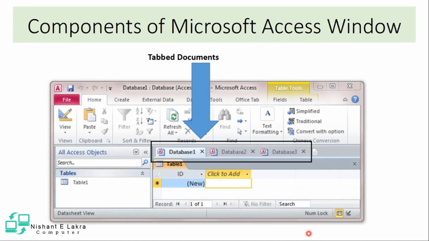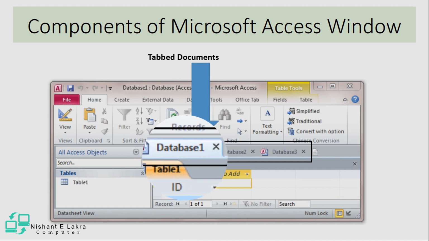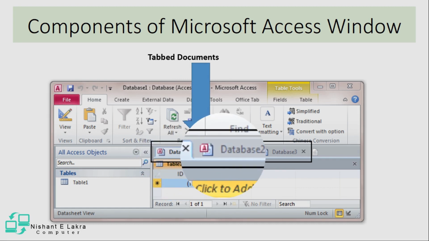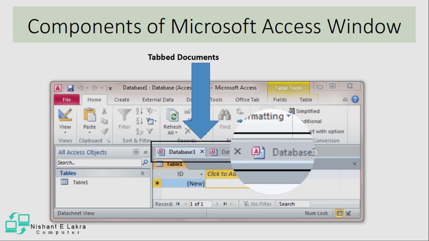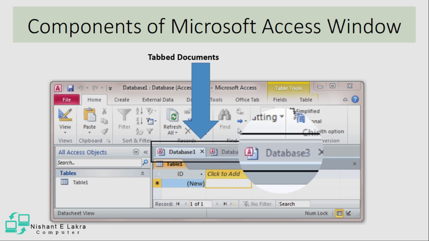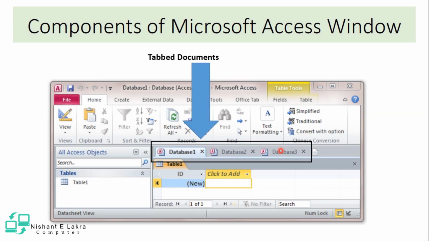The other component of Microsoft Access is tabbed documents. You notice here that the documents are tabbed here: database 1, database 2, and database 3. All of these are tabbed together. So this is another nice component of the Microsoft Access window.